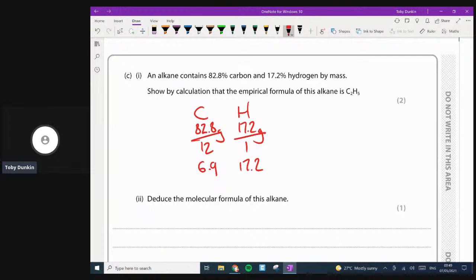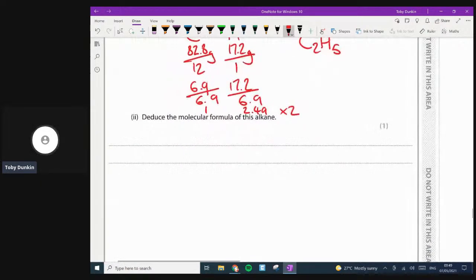17.2 divided by 1 is 17.2. Right, divide them all by the smallest. 6.9 over 6.9 is 1. 17.2 divided by 6.9 gives me 2.49, which is otherwise 2.5. So now we need to double everything to get to the final answer. C2H5. And I'm done. If anybody wants any more explanation, please ask.